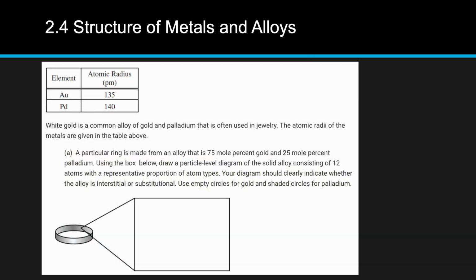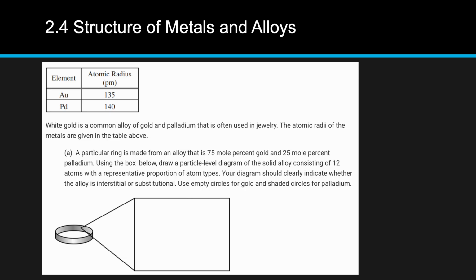All right, so let's try a FRQ question that has to do with alloys. It says white gold is a common alloy of gold and palladium that is often used in jewelry. The atomic radii of the metals are given in the table above. A particular ring is made from an alloy that is 75% gold and 25% palladium. Using the box below, draw a particle level diagram of the solid alloy consisting of 12 atoms with a representative proportion of atom types. Your diagram should clearly indicate whether the alloy is interstitial or substitutional. Use empty circles for gold and shaded circles for palladium.